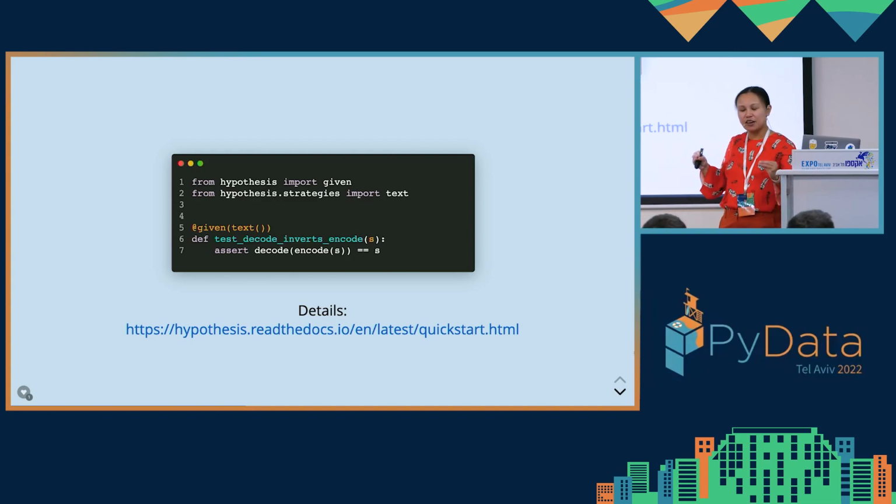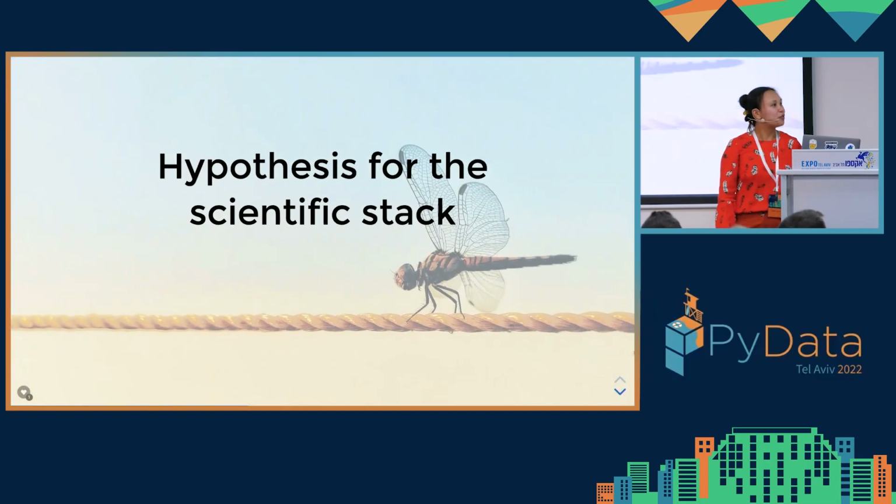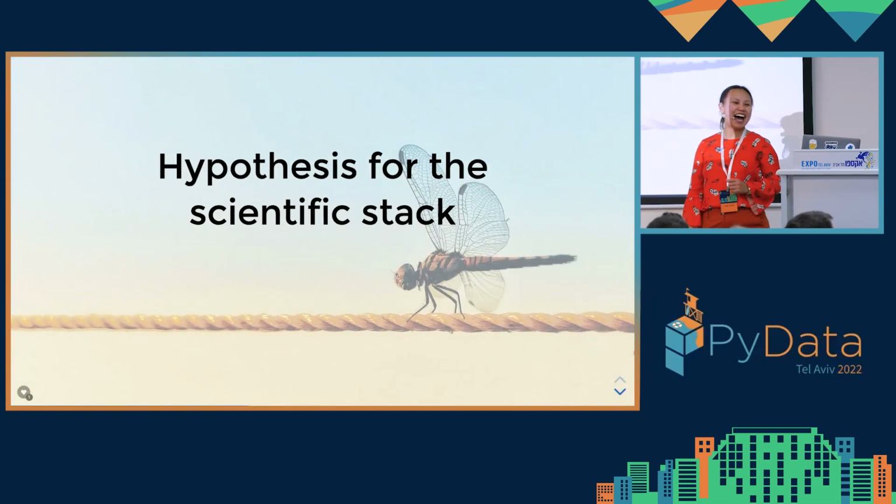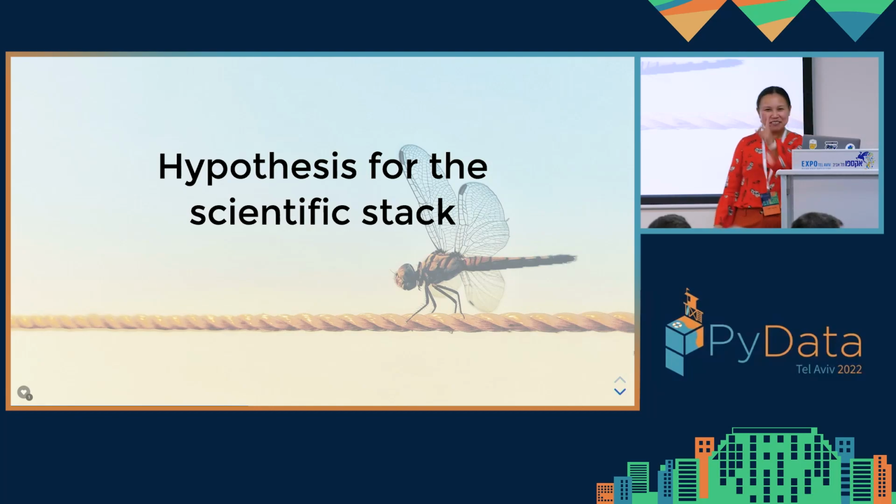So instead of thinking, okay, I may test 1, 2, 3, 4 as a string, or I can test apple or hello world as a string, hypothesis will find the case that we usually call an edge case, the case that we usually overlook, for us to test. So voila, that's how it works. And thank you. But I haven't finished yet.